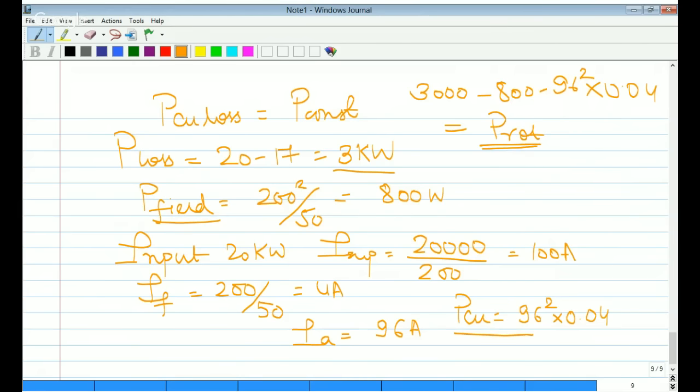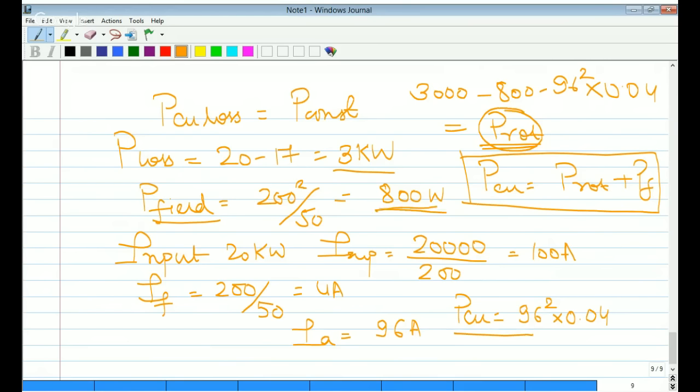Now, the maximum efficiency will be obtained when copper loss is equal to rotational plus field loss, because this will be the constant loss. So from here, once you obtain the rotational loss, just add the field loss to it to determine the total constant loss.